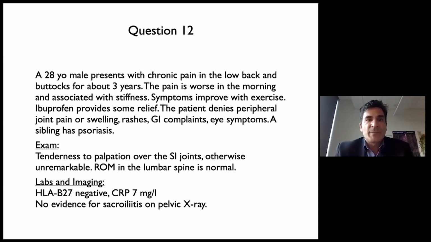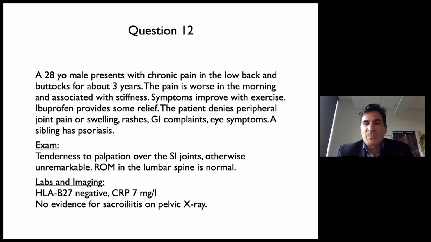Question 12. A 28-year-old male presents with chronic pain in the low back and buttocks for about 3 years. The pain is worse in the morning and associated with stiffness. Symptoms improve with exercise. Ibuprofen provides some relief. The patient denies peripheral joint pain or swelling, rashes, GI complaints, or eye symptoms. He has a sibling with psoriasis. On exam, there's tenderness to palpation over the sacroiliac joints. The exam is otherwise unremarkable.